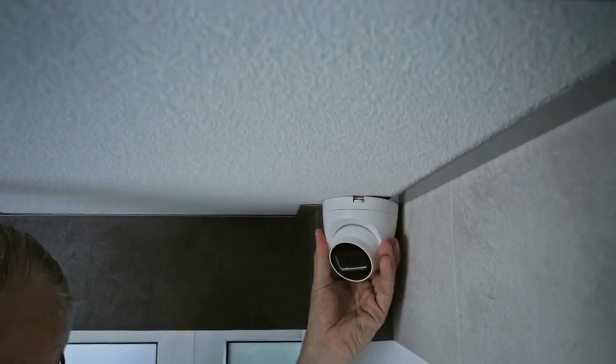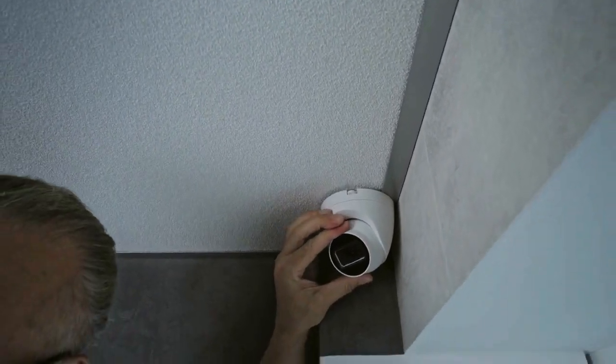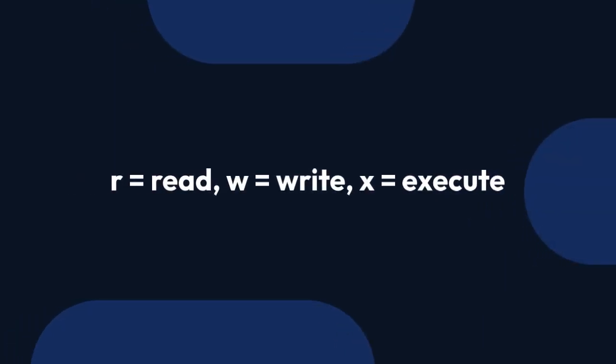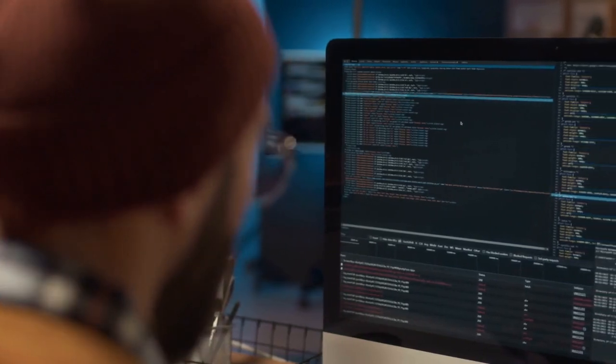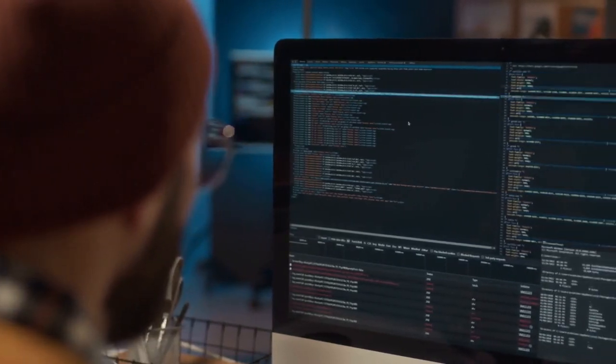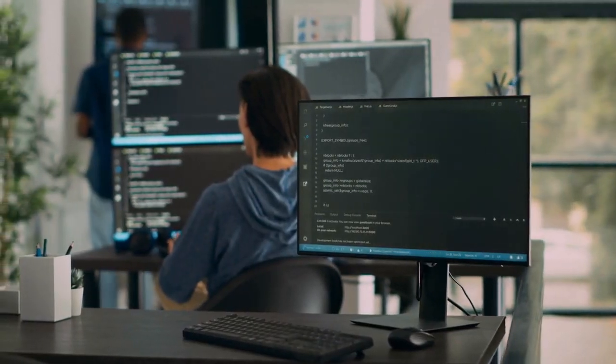The next three sets of 3 characters represent permissions for the owner, group, and others, respectively. R is read, W is write, X is execute. Ideally, your web server user, often www-data, needs at least read access. To change permissions, use the chmod command.